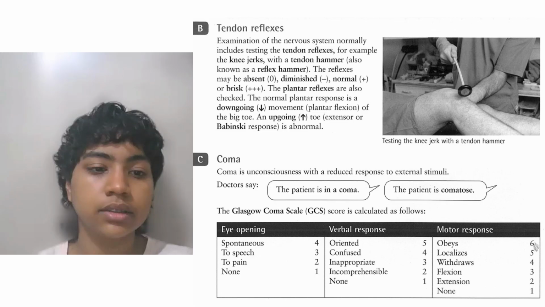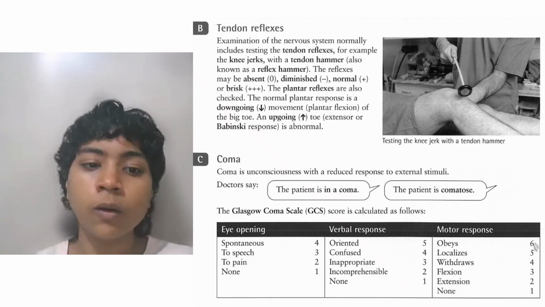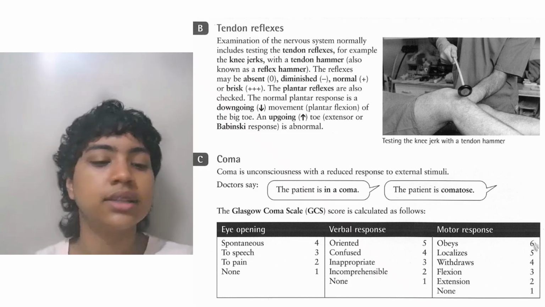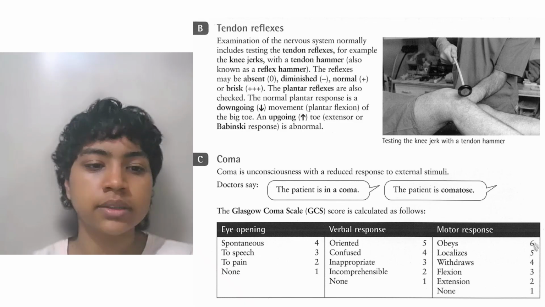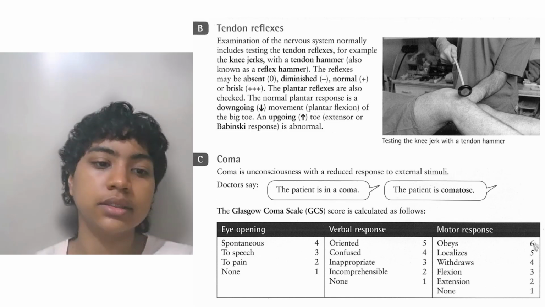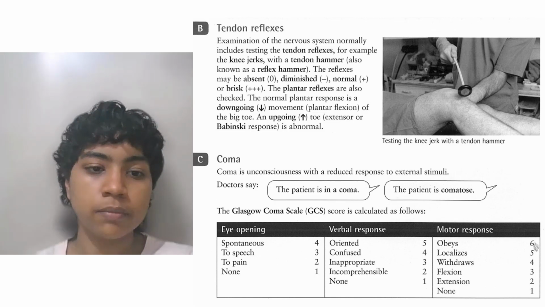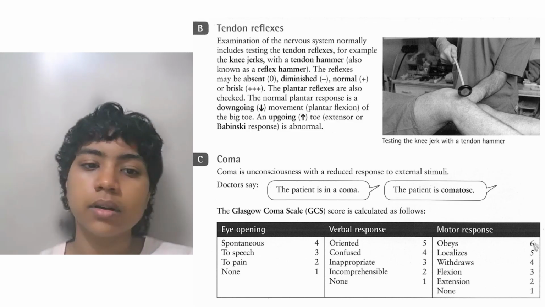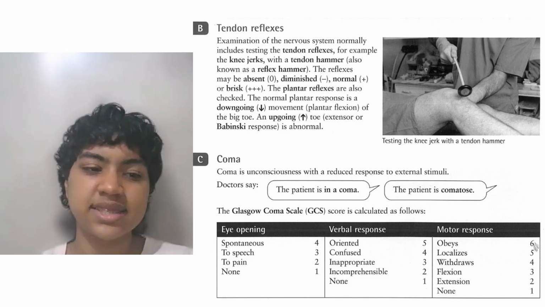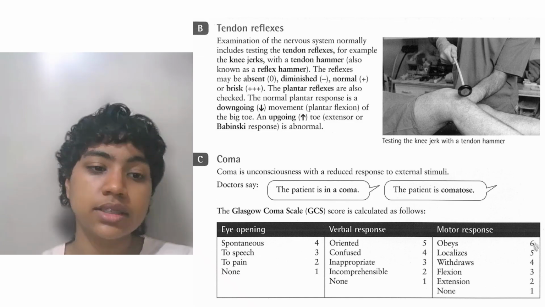The plantar reflexes are also checked. The normal plantar response is a downgoing movement, plantar flexion of the big toe. An upgoing toe, extensor or Babinski response, is abnormal.